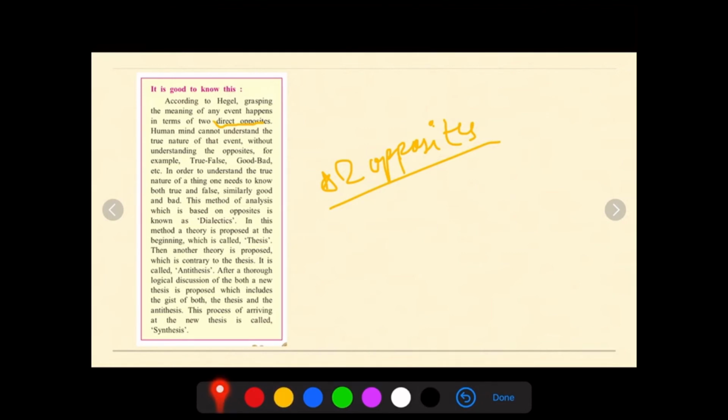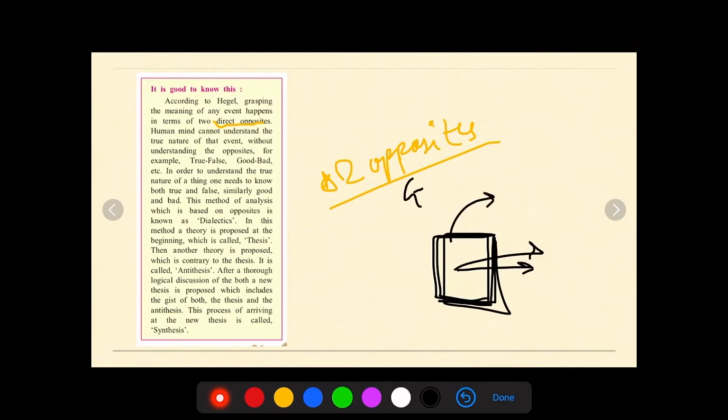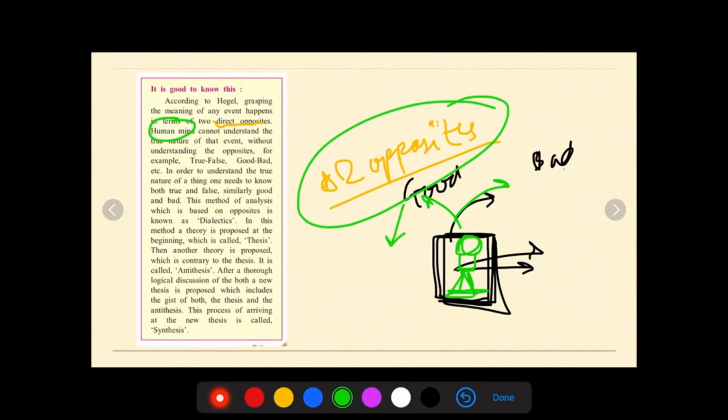The human mind cannot understand the true nature of an event without understanding the opposites. For example, true, false, good, bad. If there is something, there is evidence, the human mind cannot understand its true nature. Is it good, is it bad? The human mind cannot differentiate until it knows all the opposites, the good things of it as well as the bad things of it. Suppose there is a person you met for the first time. Your mind will not directly know whether this person is good or bad. But if you know both opposites, the good qualities as well as the bad qualities of this person, then you will easily be able to tell whether this person is good or bad.